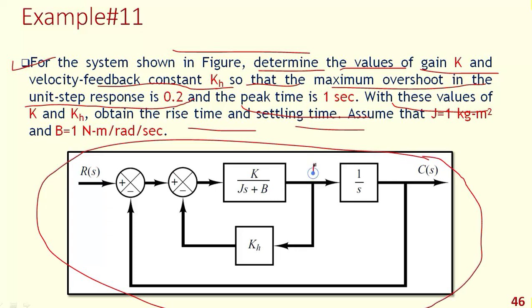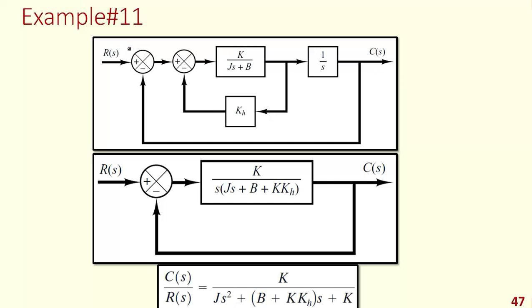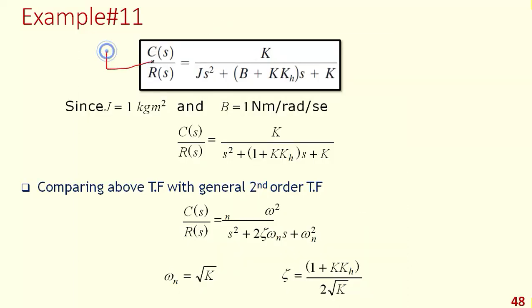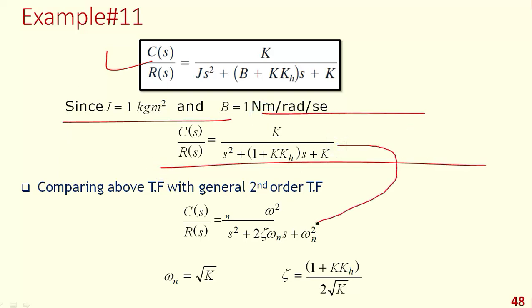First we have to apply elimination of blocks. Then we will get one block. Blocks in series, again elimination of block. So that will be done here. Look at the block diagram. So we'll get the final transfer function. From this transfer function you have to find the value of kh. So compare with the standard equation.